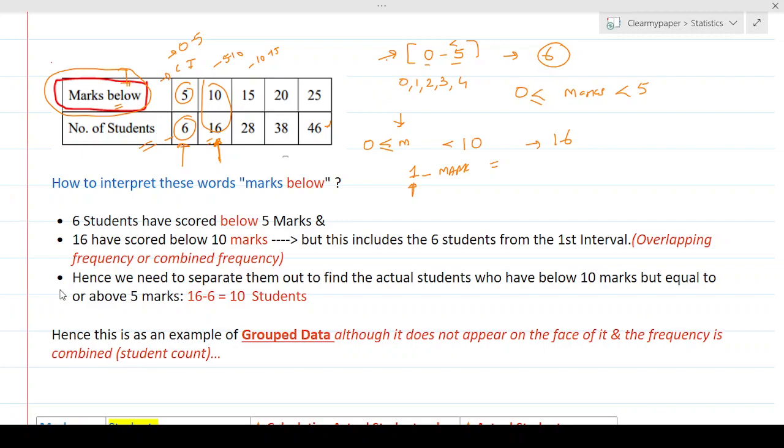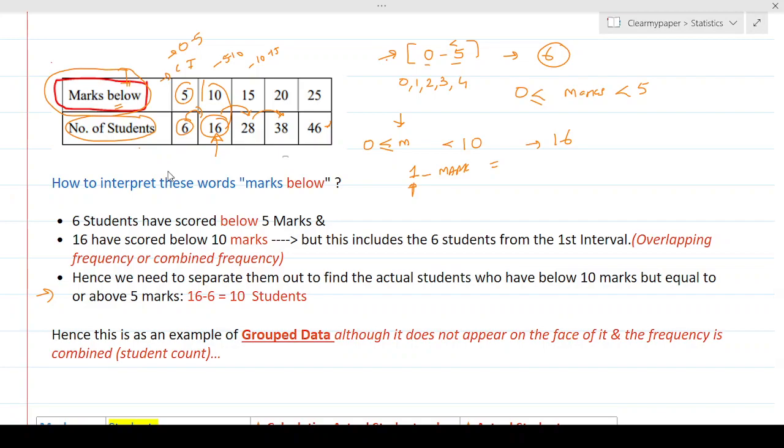Okay, so if you see here, this number of students, which we think of as frequency, is a combined frequency. And what does it mean? Let me erase it over here. This is a combined frequency. And what does it mean? This 16, if this is the frequency of students, this 16 also includes this 6. This 6 is a part of this 16. Similarly, this 16 is a part of this 28. This 28 is a part of this 38. So this is a combined frequency.